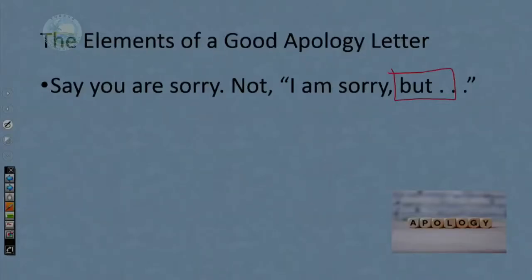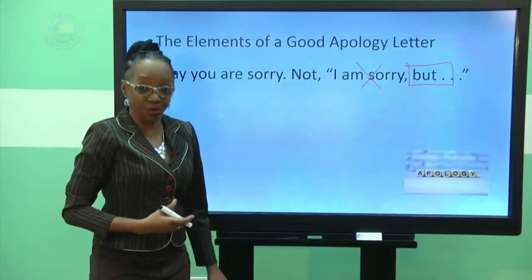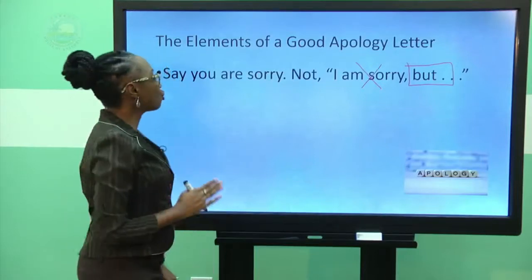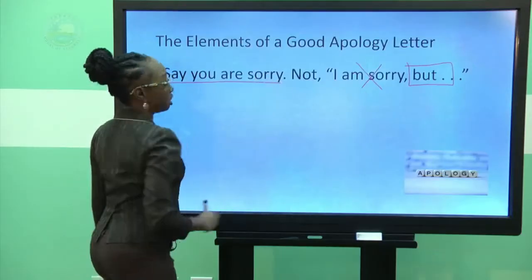It means that you're sorry, but you're not sorry. And that is what but does. It negates the apology. It makes this null and void. So do not begin to say, I'm sorry, or I'd like to apologize, but it was so-and-so's fault. No. When you're writing an apology letter, go straight to the point. Say you are sorry, full stop.